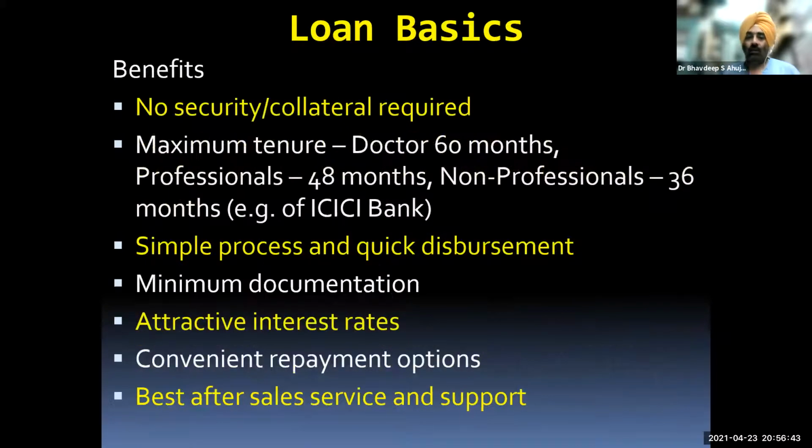So benefits as usual: no security or collateral. The maximum tenure for doctors usually is 5 years, professionals 4 years, and non-professionals 36 months. Usually these categories are given by ICICI Bank. Then simple process, fast disbursement, no documentation or minimum, attractive interest rates. Nobody mentions the interest rates over here because they are all subject to vary, and they might offer one interest rate to one doctor and another interest rate to another doctor. Then convenient repayment option and best after sale service.